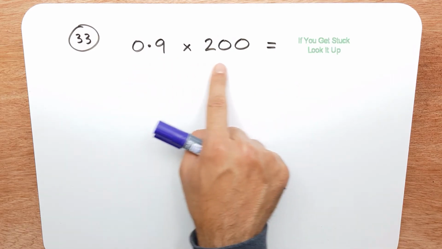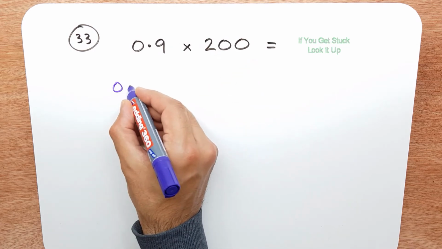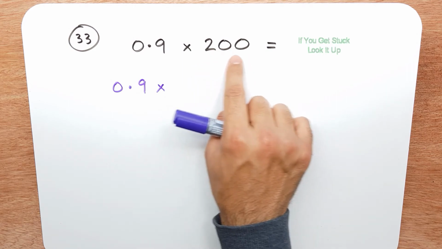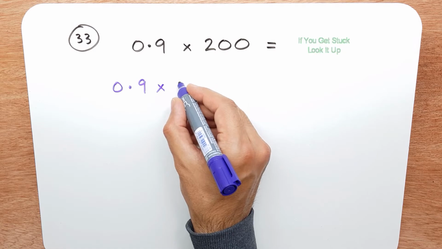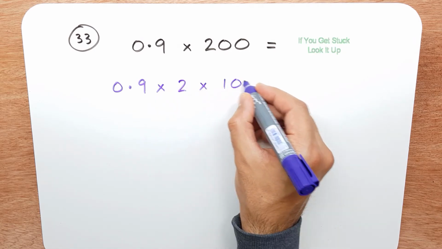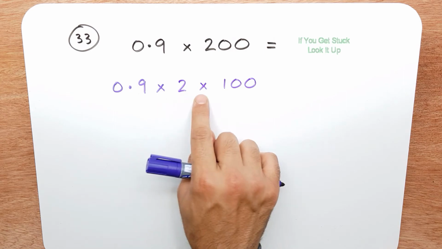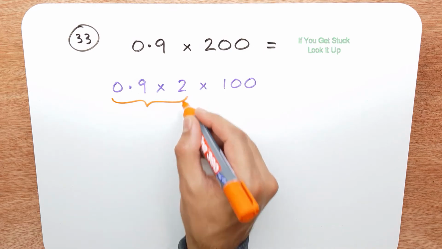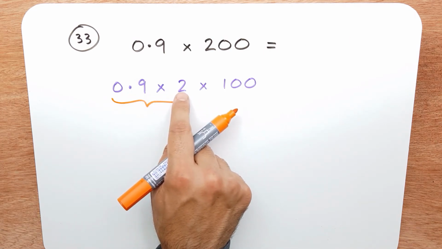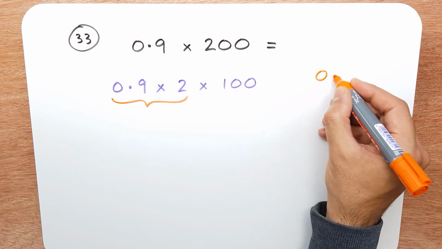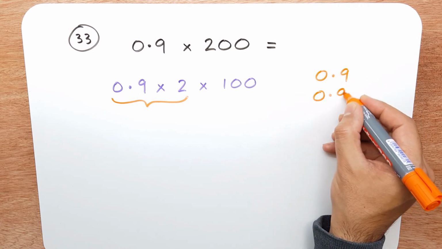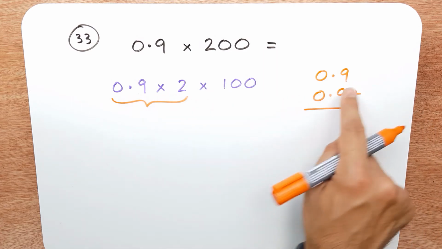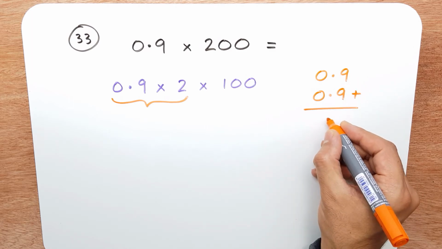Now some people will do this question slightly differently. They will do 0.9 times, and they will split this up into 2 times 100, because 2 times 100 is still 200. Now if we do this part, 0.9 times 2: so 0.9 and 0.9. That's another way of doing 0.9 times 2. You add the 0.9 twice. So let's do it this way.